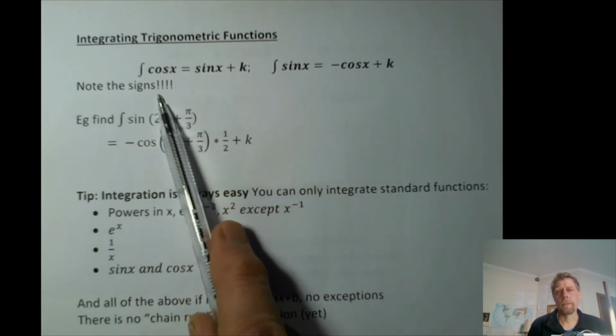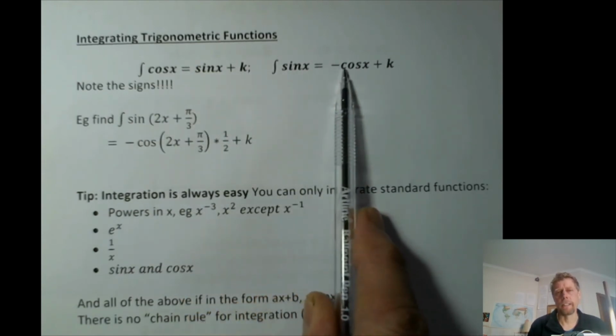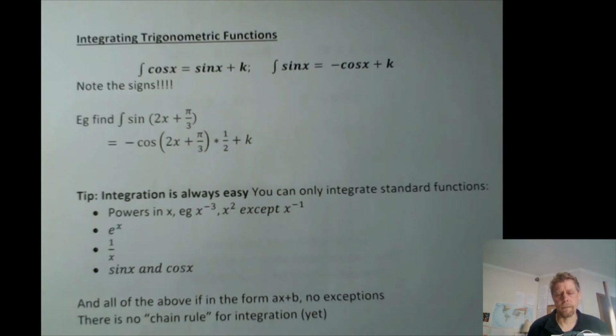Remember this. Remember the signs. Remember the integral of sine is negative. It's very easy to make a mistake when you're doing integrals like this, so just watch out for it.